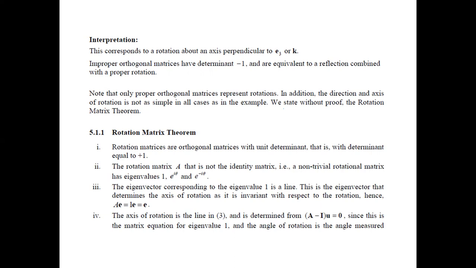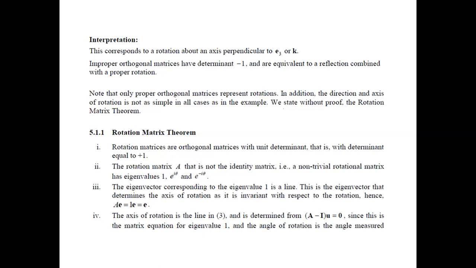1. Rotation matrices are orthogonal matrices with unit determinants, that is, with determinant equal to plus 1. 2. A rotation matrix A that is not the identity matrix, that is, a non-trivial rotation matrix, has eigenvalues 1, e to the i theta, and e to the minus i theta. 3. The eigenvector corresponding to the eigenvalue 1 is a line. This is the eigenvector that determines the axis of rotation, as it is invariant with respect to the rotation. Hence, AE equals 1E, which is E, which we have seen before.